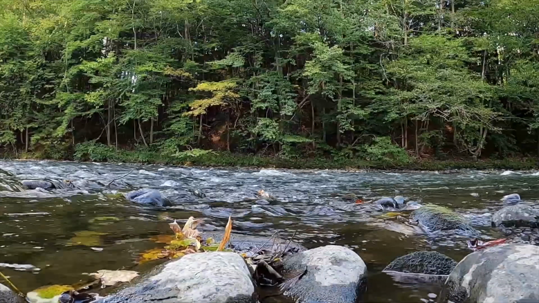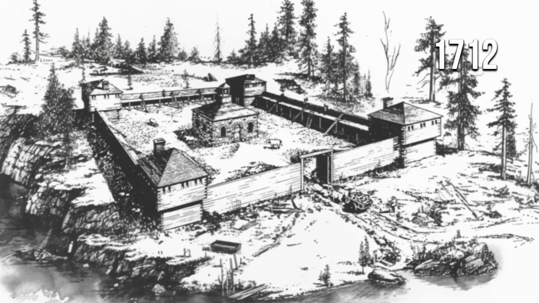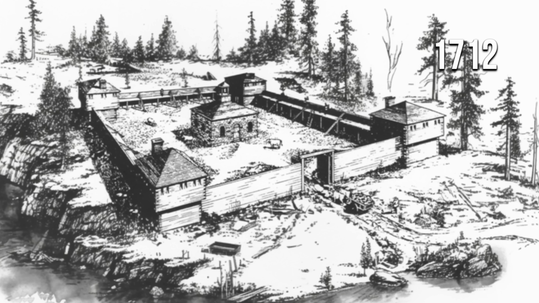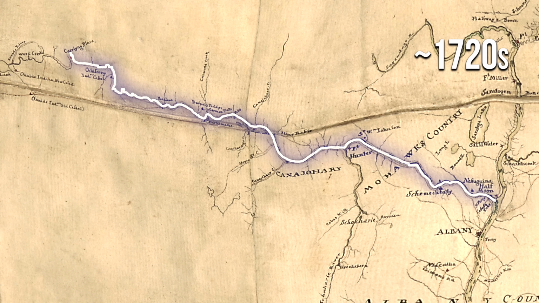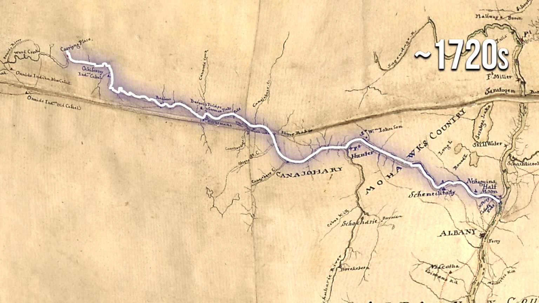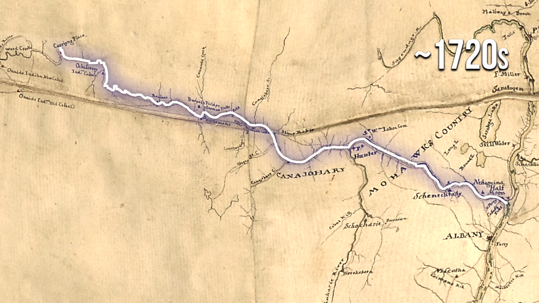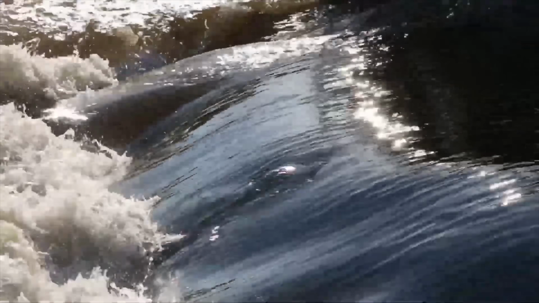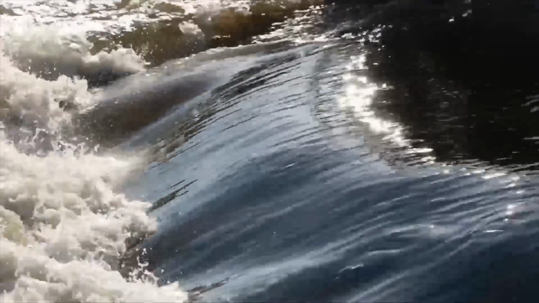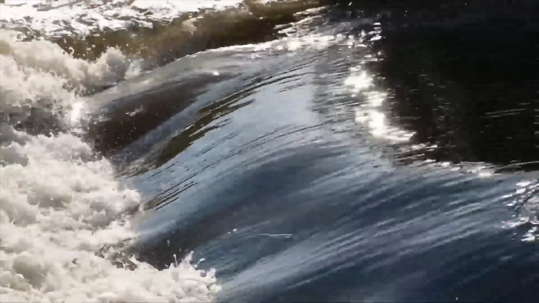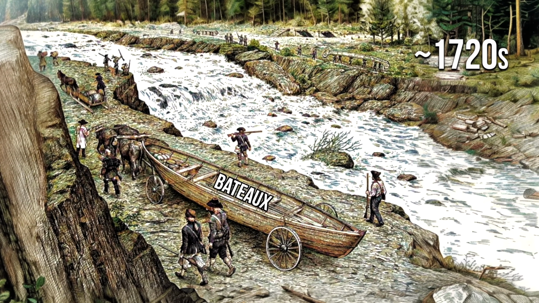To protect their claims, the British built Fort Hunter in 1712 at the mouth of the Schoharie Creek. Soon after, Palatine German families began settling further up the river, establishing German Flats. Later, Herkimer and St. Johnsville would emerge as agricultural hubs. Getting up to these spots wasn't easy, however. At certain locations, navigating the river remained difficult due to rapids. The response was bateaux, these French-named flat-bottom boats.